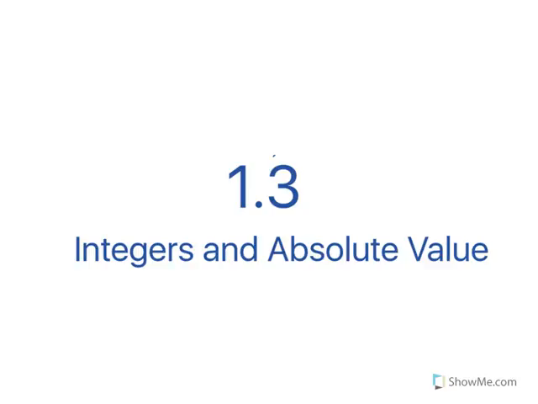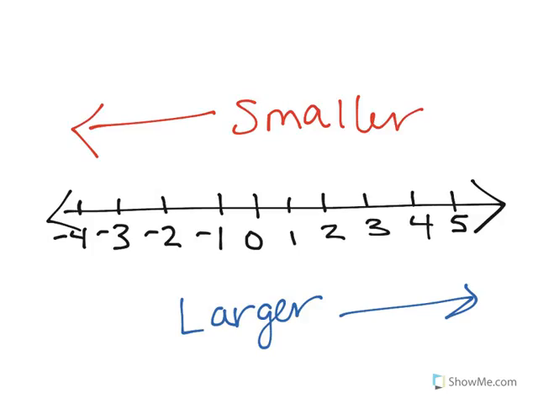This lesson is on section 1.3 titled Integers and Absolute Value. Again, like last lesson, this lesson is going to be another easy review of sixth grade concepts. So let's look back at the number line. When talking about integers, which are negative and positive whole numbers, we always think of that number line.